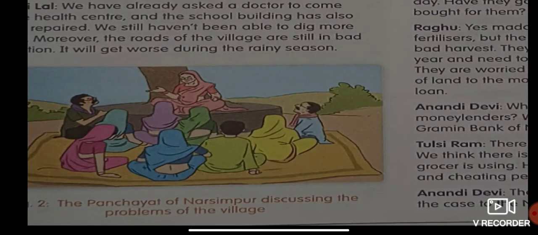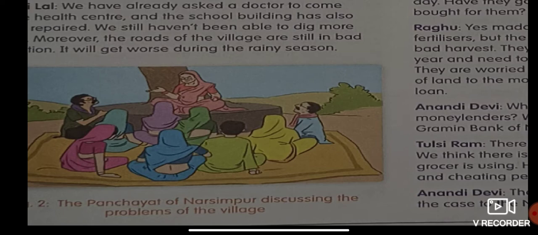So Anandi Devi is the sarpanch, the head of this gram panchayat, an important person who is heading the meeting and taking decisions. And these people plan to start building pakka roads and dig more wells in the village. They also plan to refer the case of the grocer to another village body called the Nyaya Panchayat.